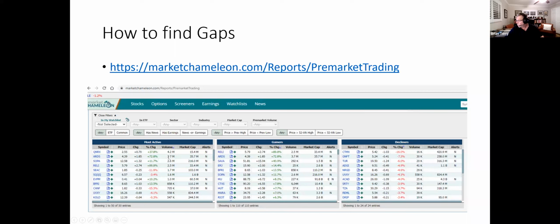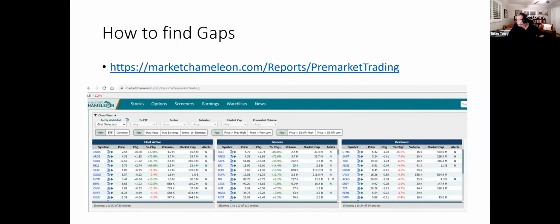So the most volume. And what I tend to do is I go through this list, and I generally eliminate any stock that's under $20. So I skip them pretty much all the time. And then I'm looking for how much volume was there and what's the market cap of the stock.